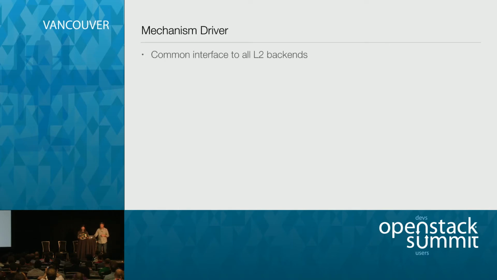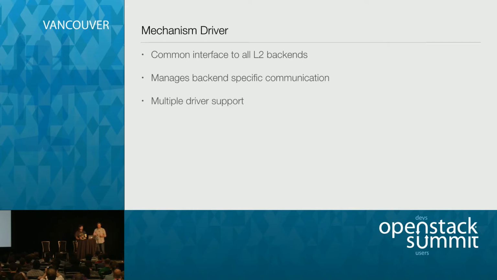Mechanism drivers are basically a common interface to all L2 backends, so that when you're orchestrating the segments, it manages the specific backend communication. Commonly the drivers have calls like create network, update network, create port, and update port. You can have multiple driver support, so Neutron supports multiple mechanism drivers, and it's extensible. You can create new types of mechanism drivers, so as new hardware or new solutions come out, you can plug them in. Neutron now has 50 plus drivers, if you count plugins and ML2 drivers. It's kind of crazy how extensible it can be, and you have both open source and closed source.